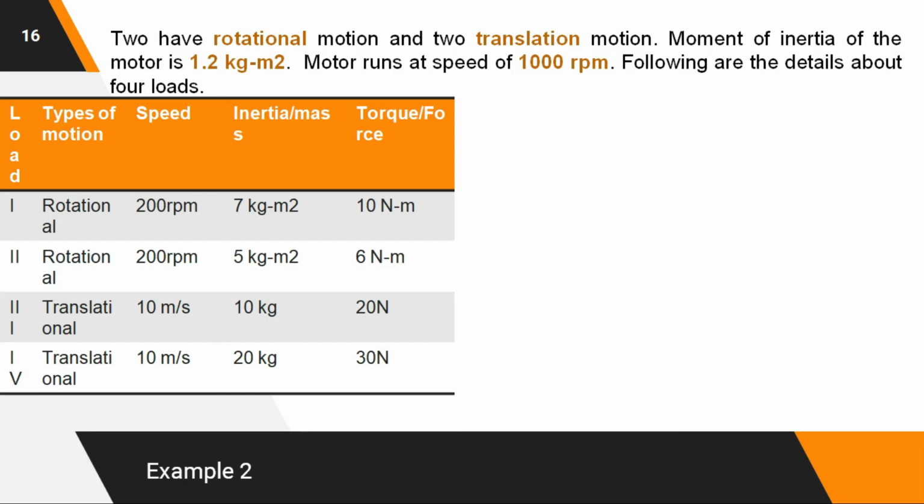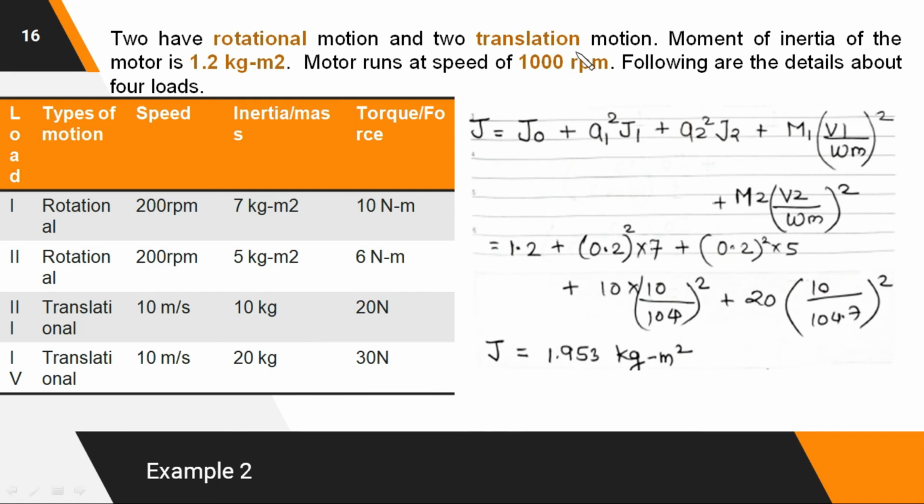Now the formula. The formula for J will be equal to the moment of inertia of the motor plus this term related to the first rotational load. Then this term will be related to the second rotational load. Then the third term will be due to the translation load, and the fourth will also be due to a translation load. For a translation load, terms like M1, V1 are there, and if it is a rotational load, then terms like A1, A2 squared will come. Just put all the values. J is equal to 1.953 kg meter square.